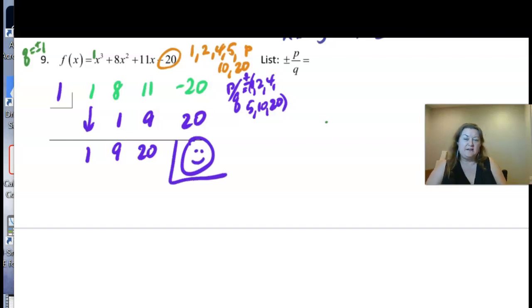Remainder is 0, so it actually worked. Okay? So if I'm listing my answers, what did I just find? I found out that x equals 1. Now it's an x to the third, so potentially there are 2 more solutions that I'm trying to find.